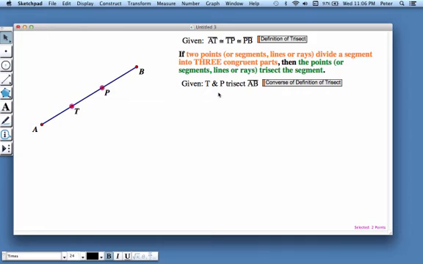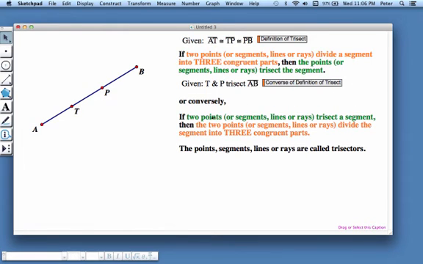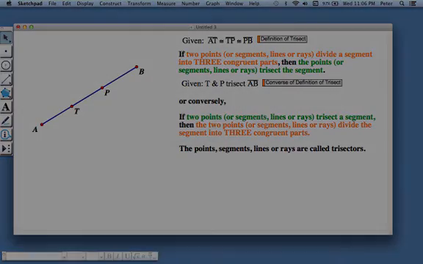On the other hand, suppose we were given that T and P trisect AB. Well, then we would use the converse. The information about a trisector would come up in the if, or the hypothesis, and then the fact that it was divided into 3 congruent parts would be in the conclusion. Either way, the points, segments, rays, or lines are called trisectors.